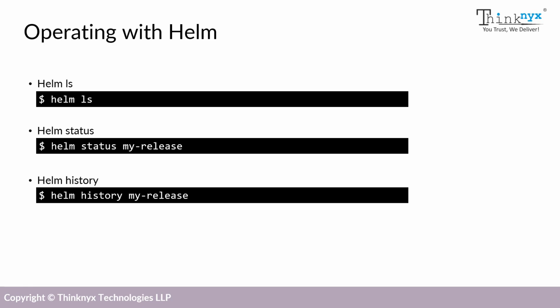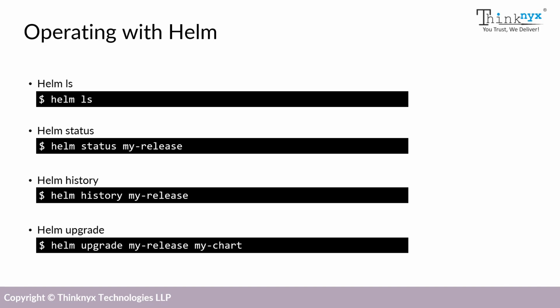Next is helm upgrade. The helm upgrade command is used to update an existing release with a new version of a Helm chart or modified configuration. For example, helm upgrade myrelease mychart-new.tgz. This command updates the myrelease deployment with a new version of the chart, mychart-new.tgz.